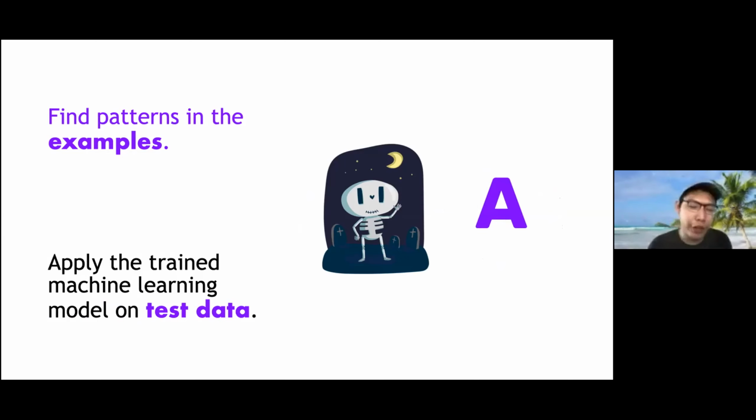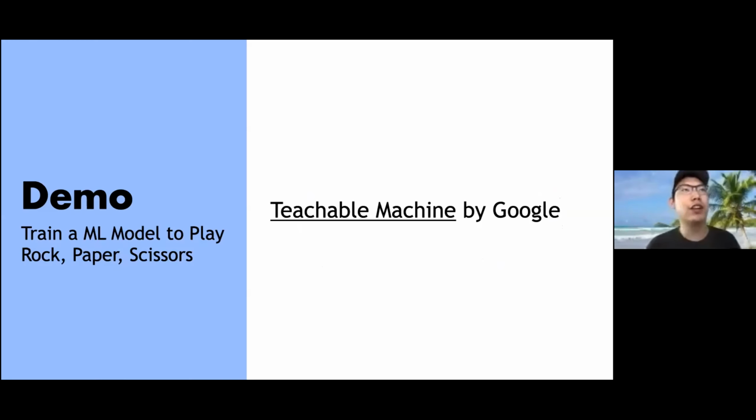So just to transfer a little bit from humans to the AI world, let's play with Teachable Machine by Google. It's a kind of simulation of AI that's pretty cool. And I'll just really quickly train a model to play rock, paper, scissors.